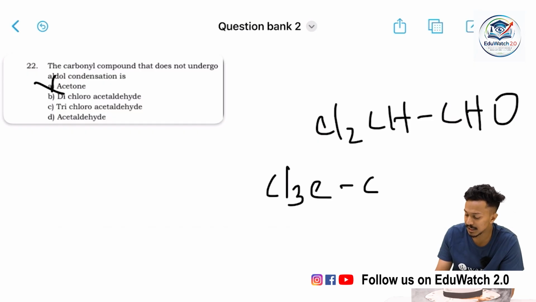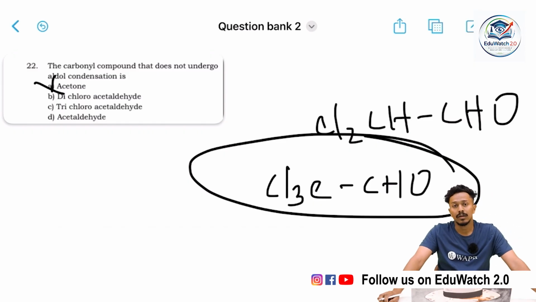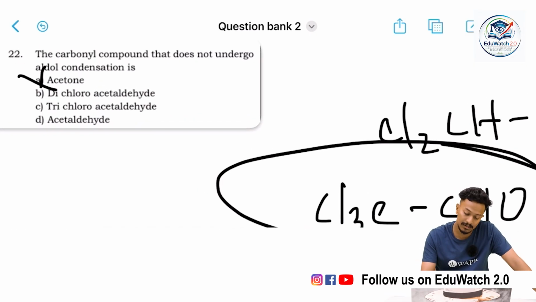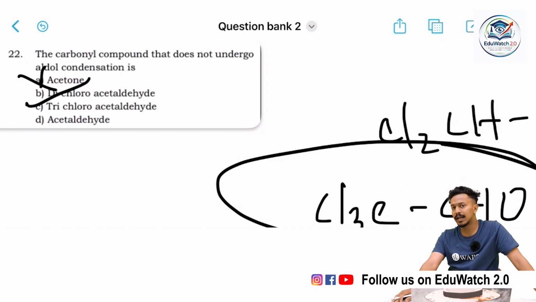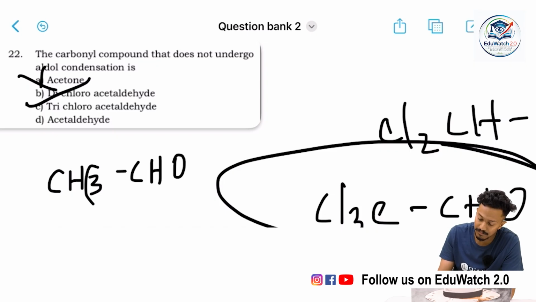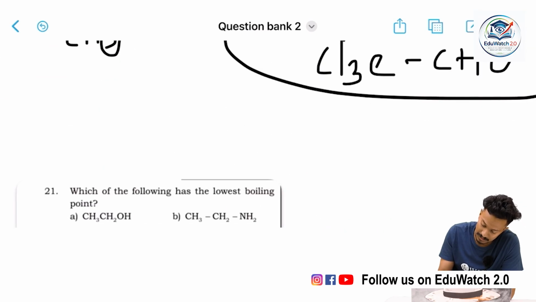Cl3CCHO. This is trichloroacetaldehyde and this does not have an alpha hydrogen atom, thus trichloroacetaldehyde does not undergo the aldol condensation reaction. So the correct option for this question is trichloroacetaldehyde, right? Acetaldehyde does undergo aldol condensation reaction due to the fact that it contains 3 alpha hydrogen atoms. Okay, there are 3 alpha hydrogen atoms present in acetaldehyde. Okay, we will move on to our next question.